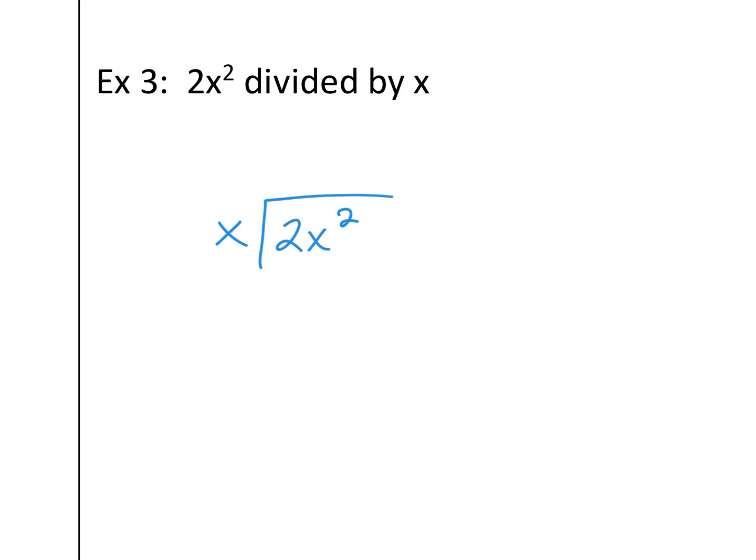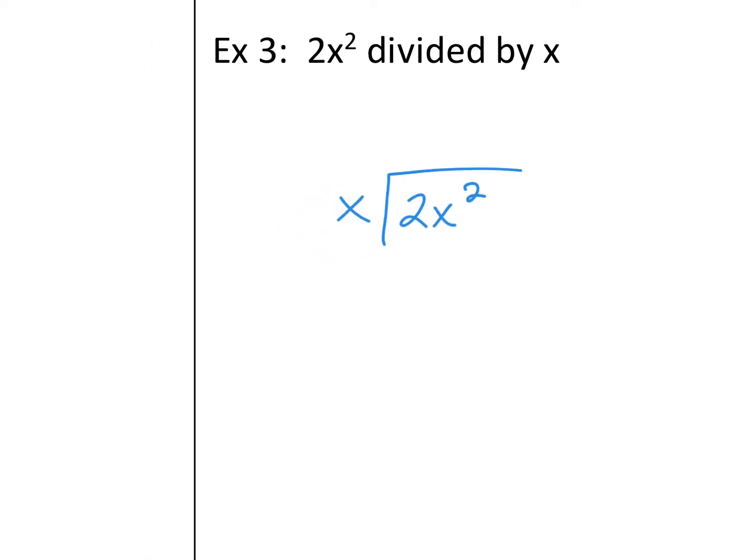Okay, this one looks a little different, doesn't it? Yeah. How many times will x go into the term 2x squared? Twice. So let's think about this. We're dividing, okay? So if we went ahead and set it up like this, would this be a little prettier? Yes. What would happen here? What would stay on top?